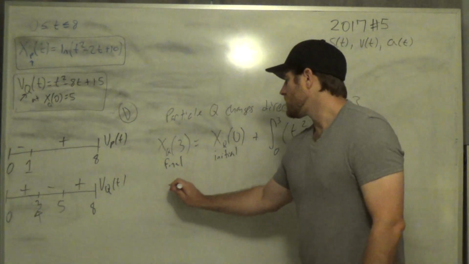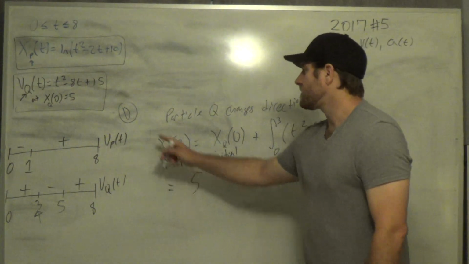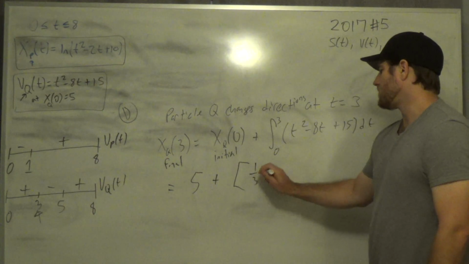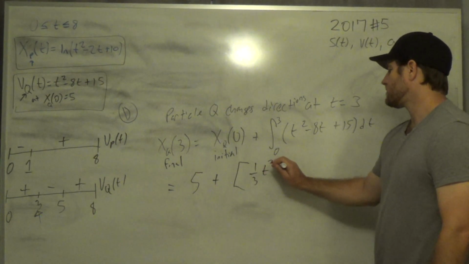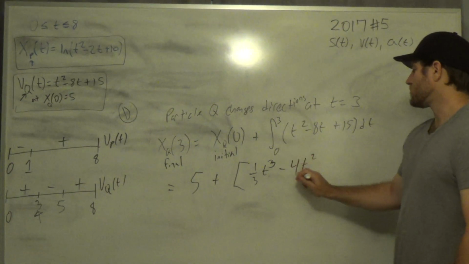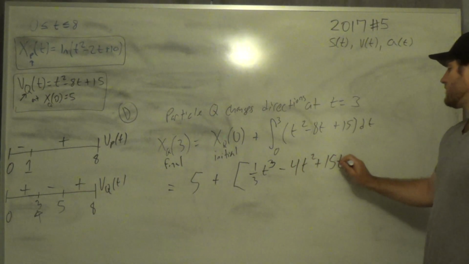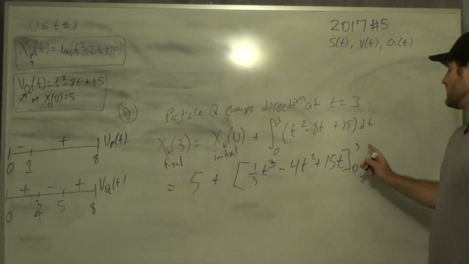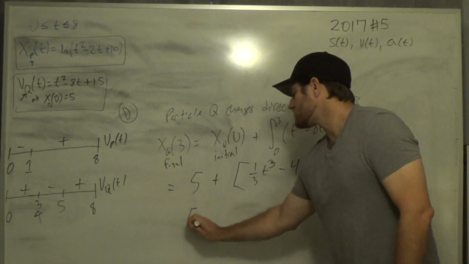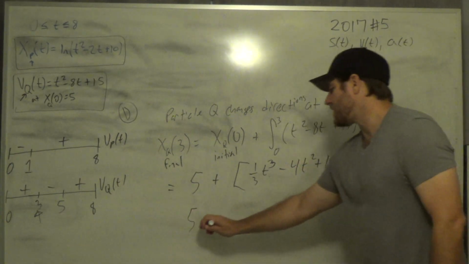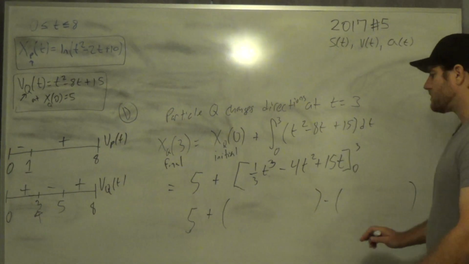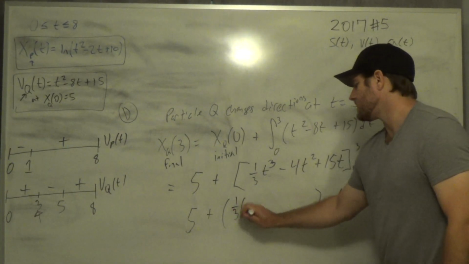We're almost done. So we have our initial position is 5 plus, and now we're going to take the antiderivative. Add 1 to the exponent and then multiply by the reciprocal. And the antiderivative of 15 is 15t. Now at this point we just plug in a 3 and a 0 and subtract. The good news is if you plug in a 0, everything goes away, so you really only have to plug in a 3. If you want to plug in the 0, fine, but you don't have to because it's all 0 this time.